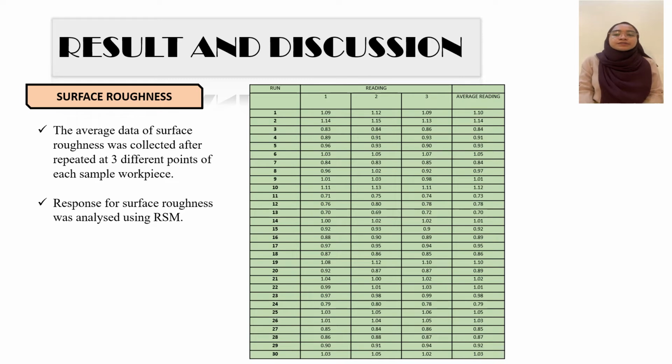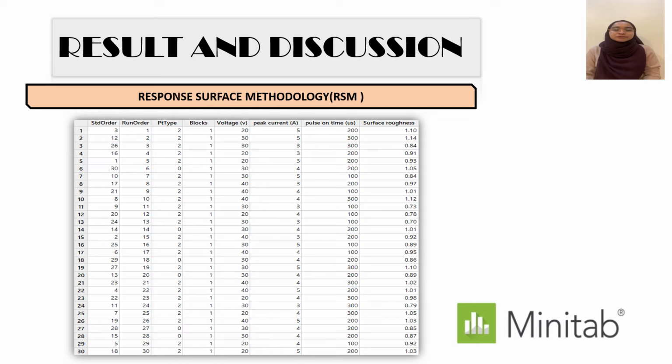The data shown is 3 readings at different points that have been taken, and the average reading has been calculated. The surface roughness will be analyzed using the RSM method. The table shows the RSM matrix generated by the Minitab software. The table includes the input parameters such as discharge voltage, peak current and pulse on time, and the output response, which is surface roughness. The surface roughness will be analyzed in RSM.